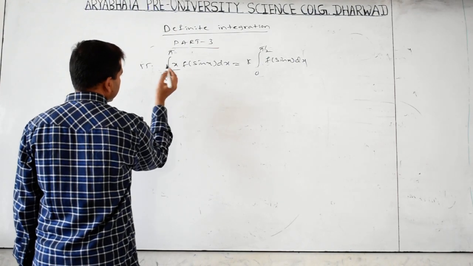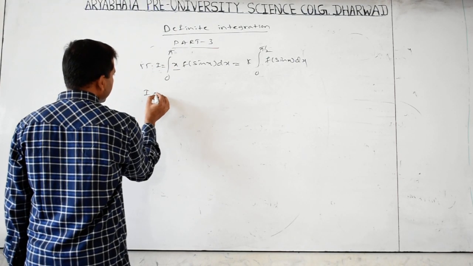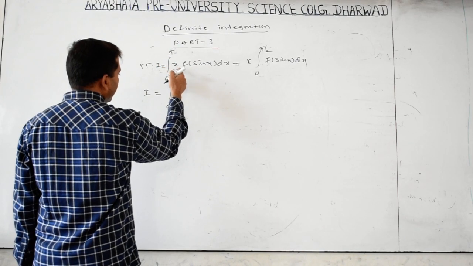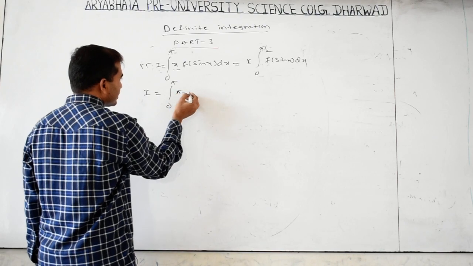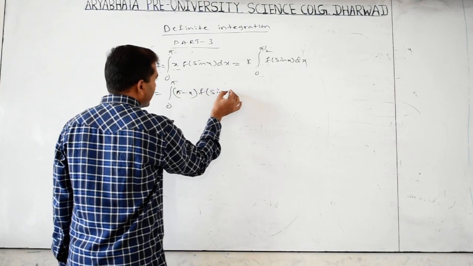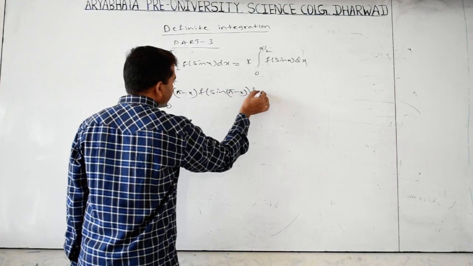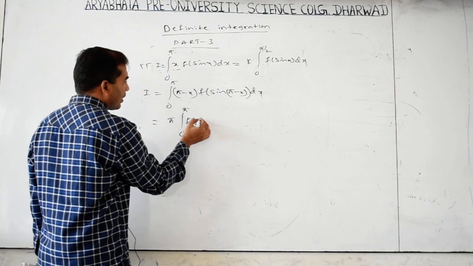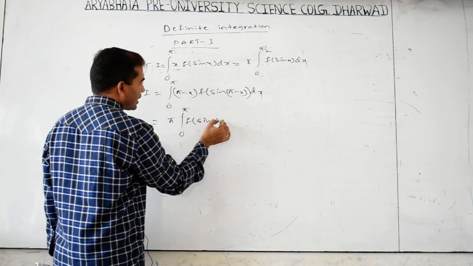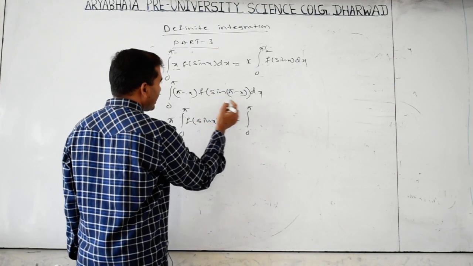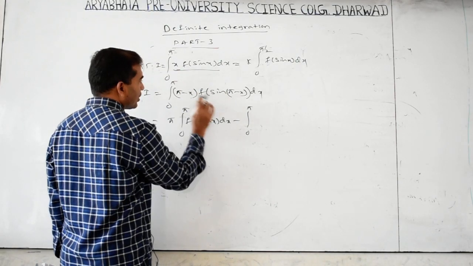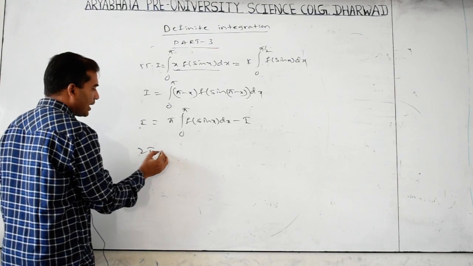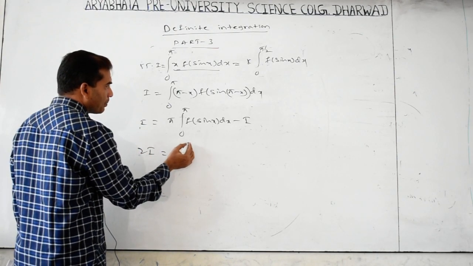First we have to eliminate x. Let this be I equal to the integral from 0 to pi. Use the property 0 to a: f of x in place of x becomes pi minus x, and f of sin(pi minus x) dx. So split here: pi times the integral from 0 to pi of f(sin(pi minus x)), which is sin x, dx, minus the integral from 0 to pi of x f(sin x) dx, equal to I. This is I plus I, 2I equal to pi times the integral from 0 to pi.